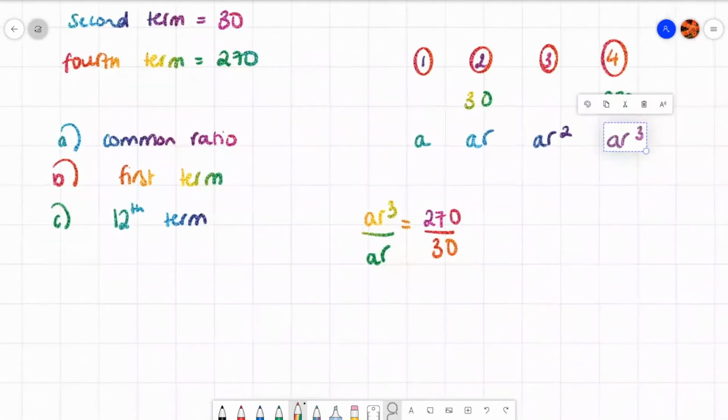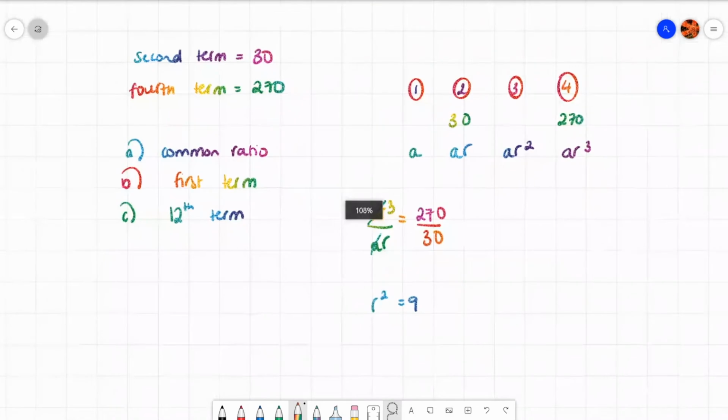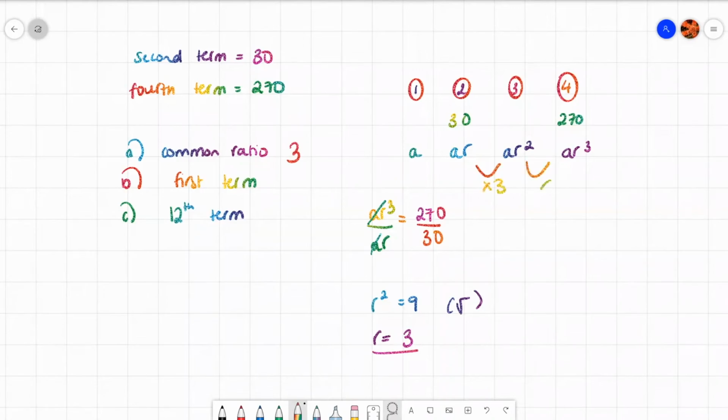Simplify that. The A's cancel because A divided by A is just 1. R cubed divided by R is R squared. And then 270 divided by 30 is 9. I want to work out what R is, so I just square root, and I can do this one. It's a nice easy number, which is 3. So my common ratio is 3. Obviously, this means if I'm going from one number to the next, I'm timesing by 3. Well, I want to go backwards, so I've got to divide by 3, don't I? So 30 divided by 3 is 10. My first number's 10.